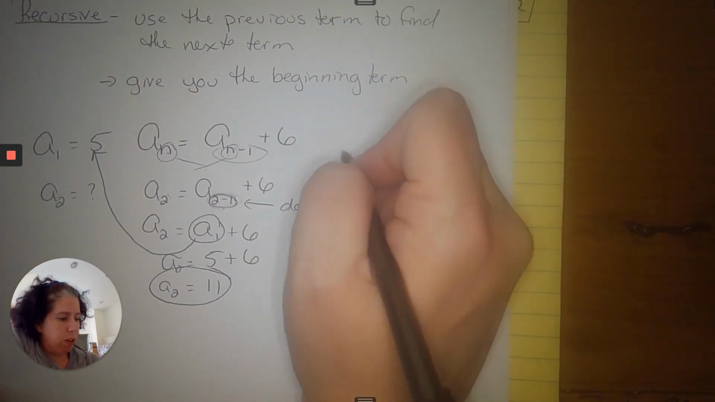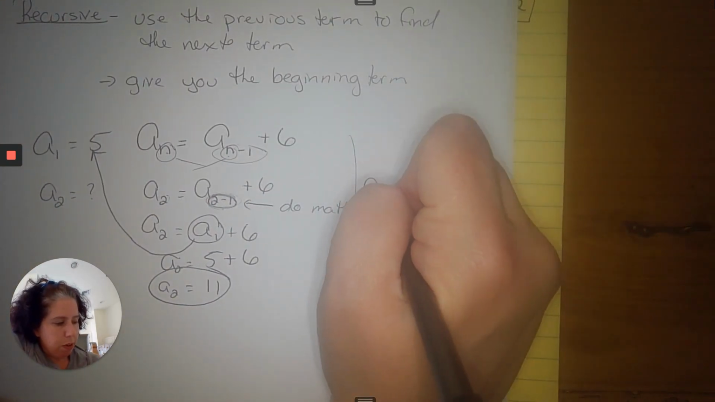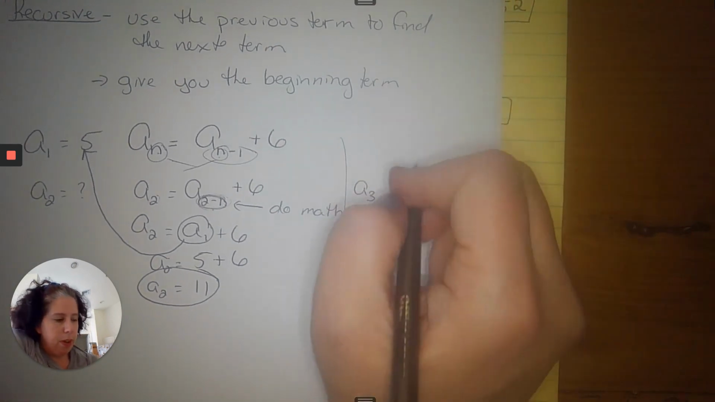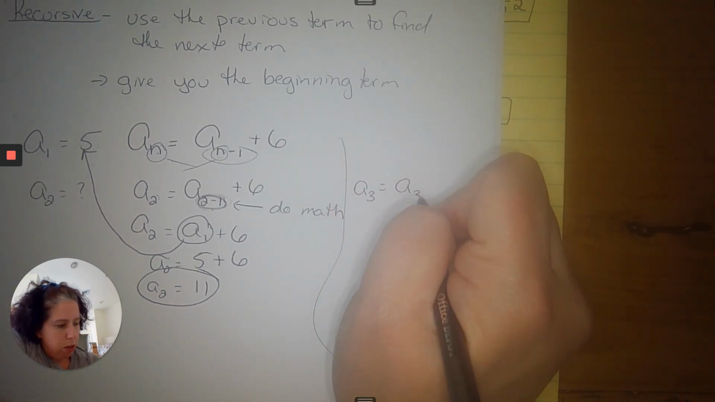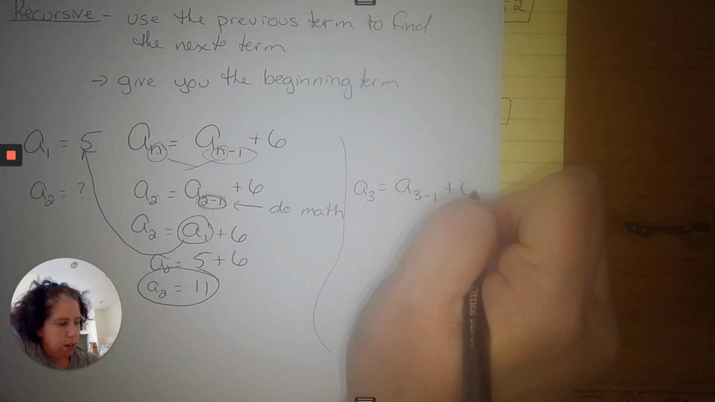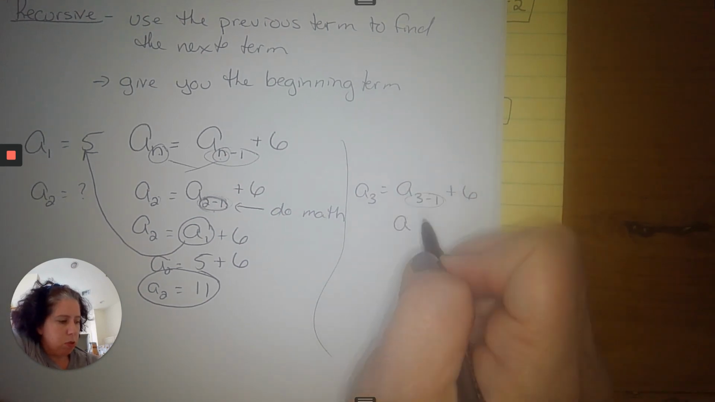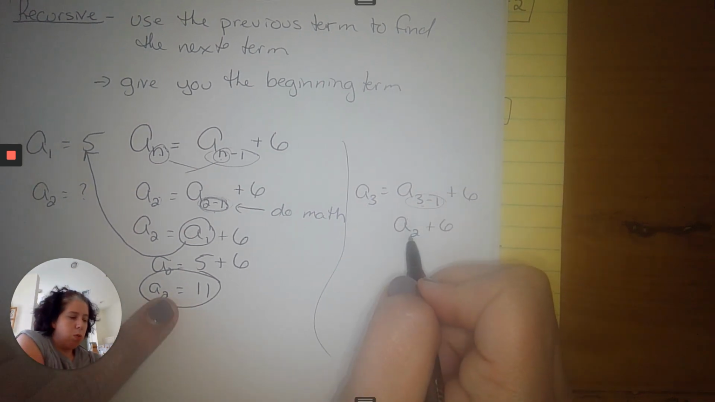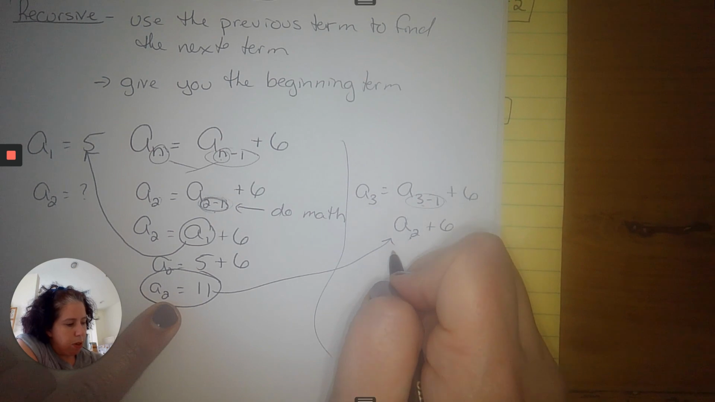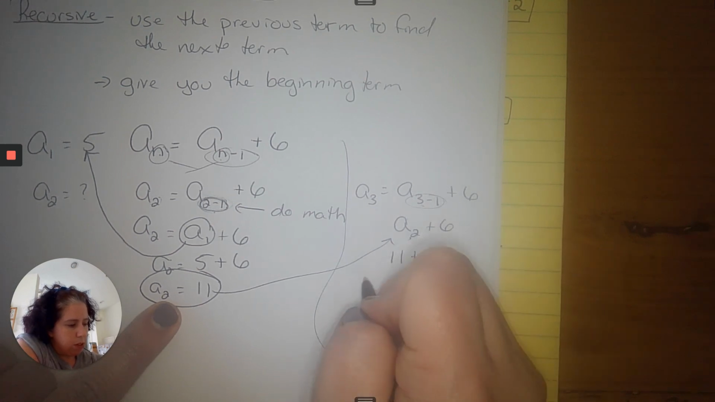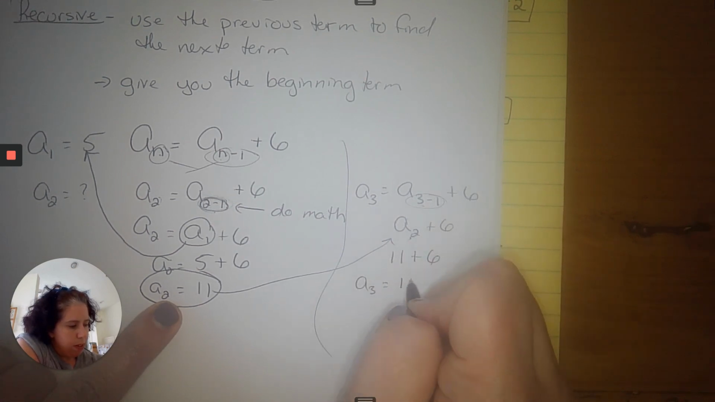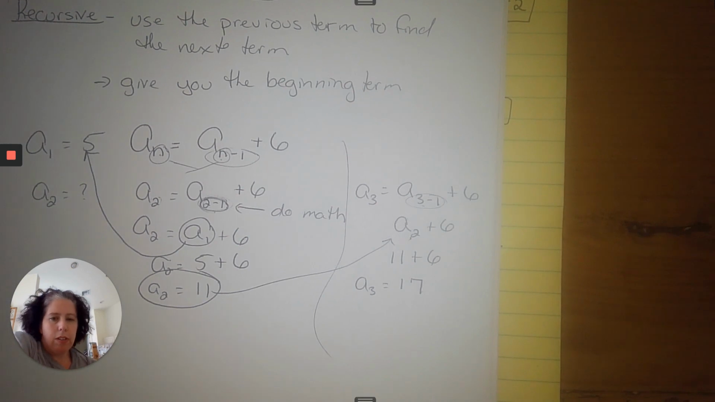Now, if we want to find the third one, if I want to find a3, that would be a sub 3 minus 1, plus 6. Again, keep this as a subscript. So do the math: 3 minus 1 is 2. That tells me to take a2, which is over here, and plug that in. So 11 plus 6. So a3 is going to be 17.